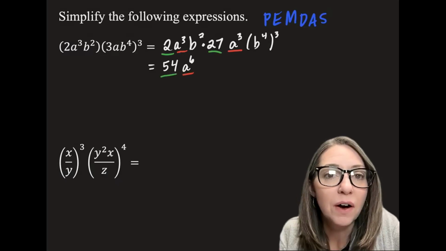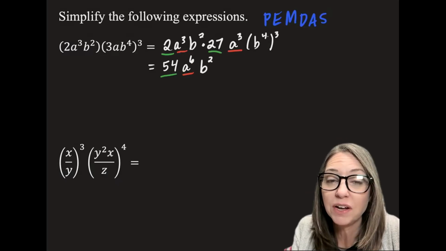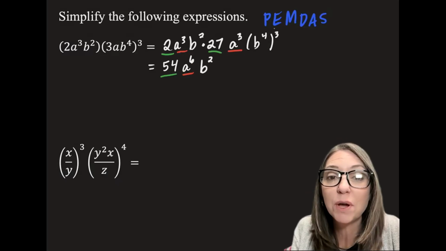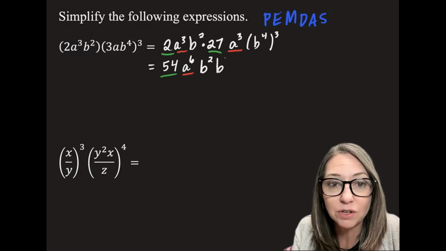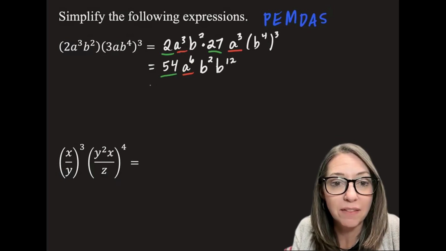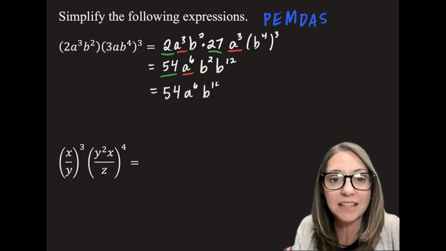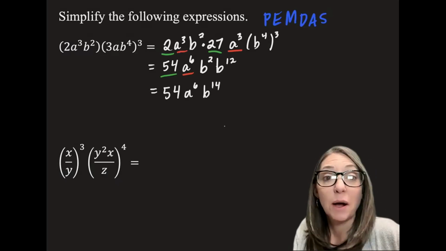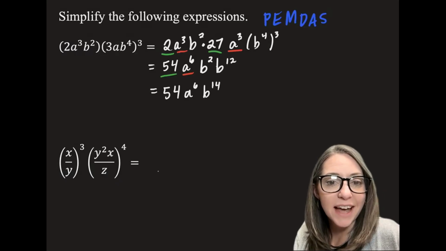All right, now the b's. We have b squared times, I'm going to do this in 2 steps because first I want to simplify this. B to the fourth all cubed, we would multiply those exponents, so that's going to become b to the 12th. And so then my last step would be to multiply those b's by adding those exponents to get 54, a to the 6th, b to the 14th. All right, now pause the video, try the next one on your own. And when you're ready, let's do it together.